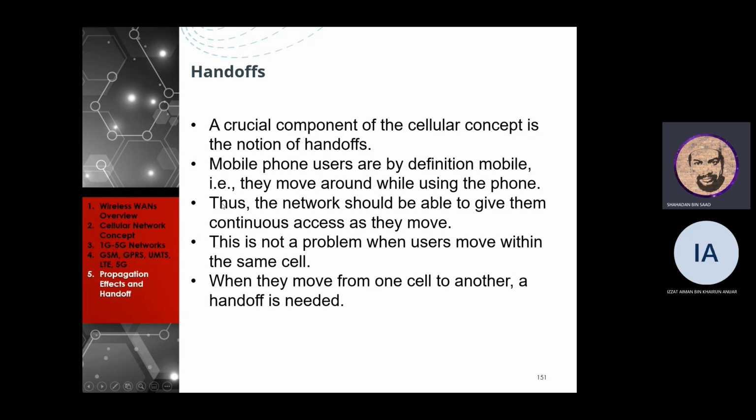Nama pun mobile kan. Thus the network should be able to give them continuous access as they move. Jangan ada terputus. Kalau kita tengah bercakap dalam kereta kan, jadi jangan terputus. So that is concept of mobile. Macam mana nak buat? Okay, nama dia handoff. So this is not problem when user move within the same cell. When they move from one cell to another, a handoff is needed.